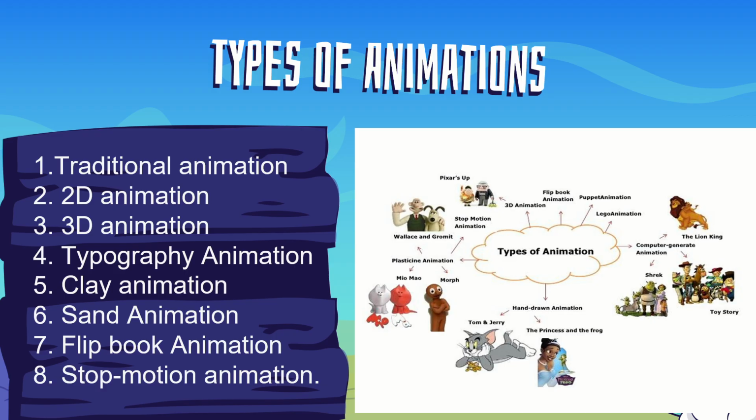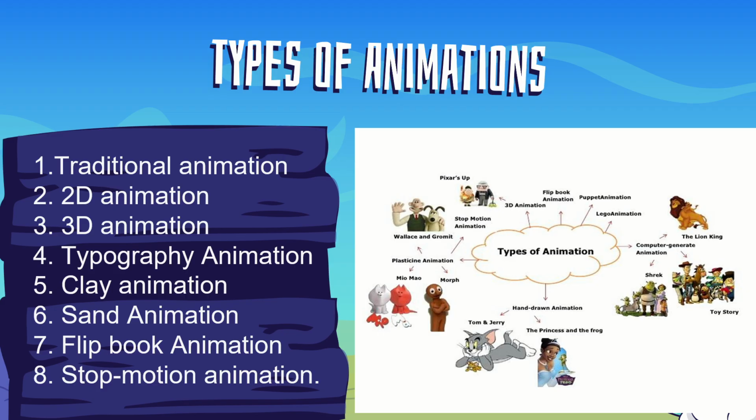The third one is 3D animation. For example, movies like Frozen and Toy Story are examples of 3D animation. The fourth one is typography animation. That means text that moves creatively, often seen in music videos.